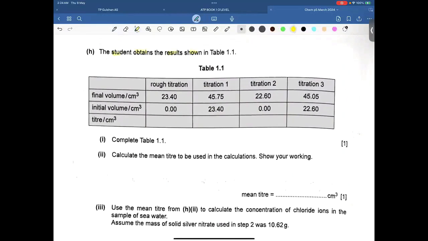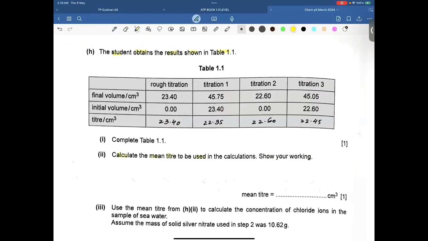The student obtained the results shown in table 1.1. So we have initial and final burette readings for certain titrations, and we need to work out the titre values for each. The titre value for this is going to be 23.40. The titre value for titration one is going to be 22.35. Then 22.60, and then 22.45. That's my guess: 45.05 minus 22.60, yes, 22.45.